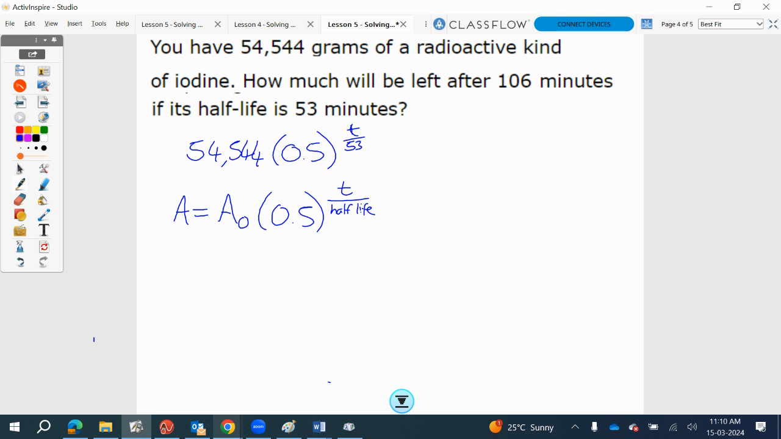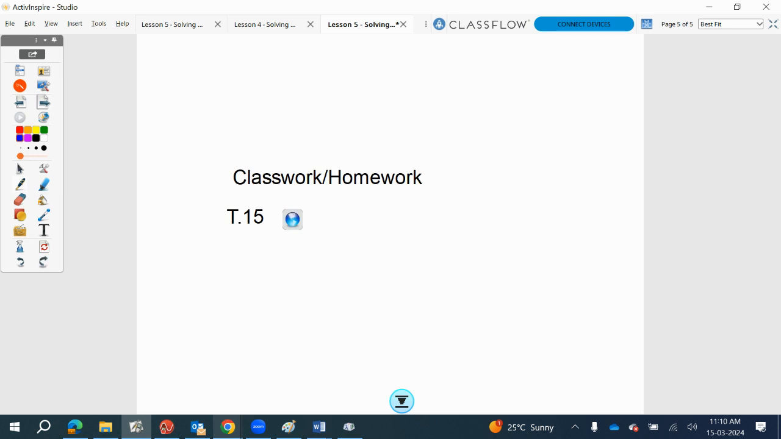All right, homework for this week, for today, is a couple of wordy problems like this one we just did. That's it for today.